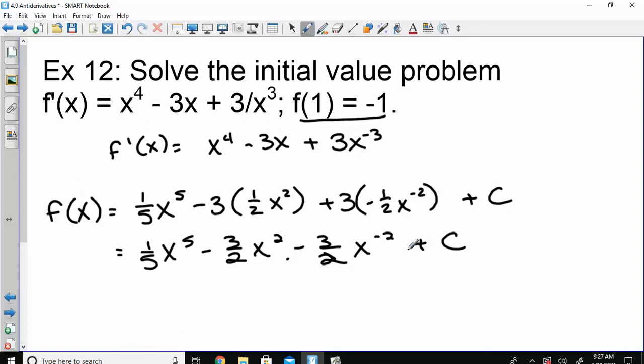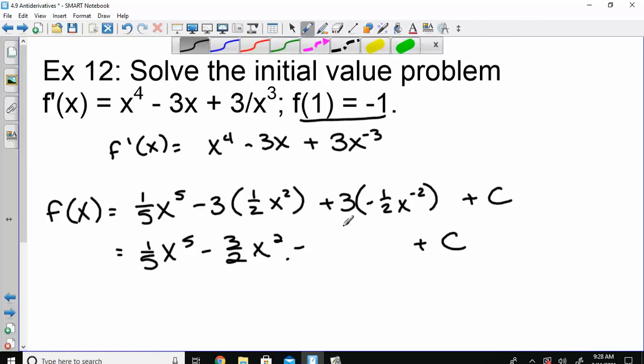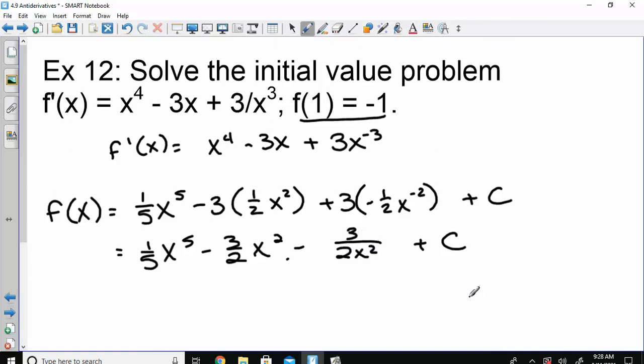You can choose, you can leave this as like a 3/2 x to the negative 2. Sometimes you might see me rewrite it as like a 3 over a negative exponent. We'll put it on the bottom, 2x squared. In general, I don't care. So just know that it can be written either way. So here is my antiderivative.